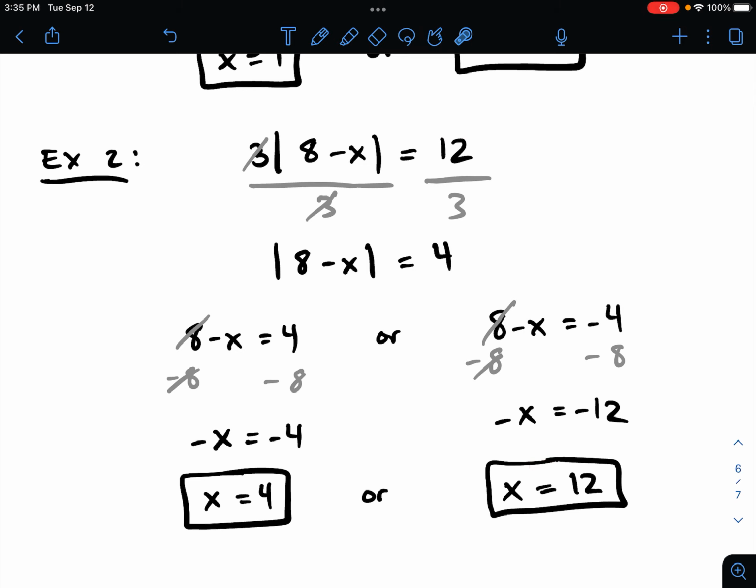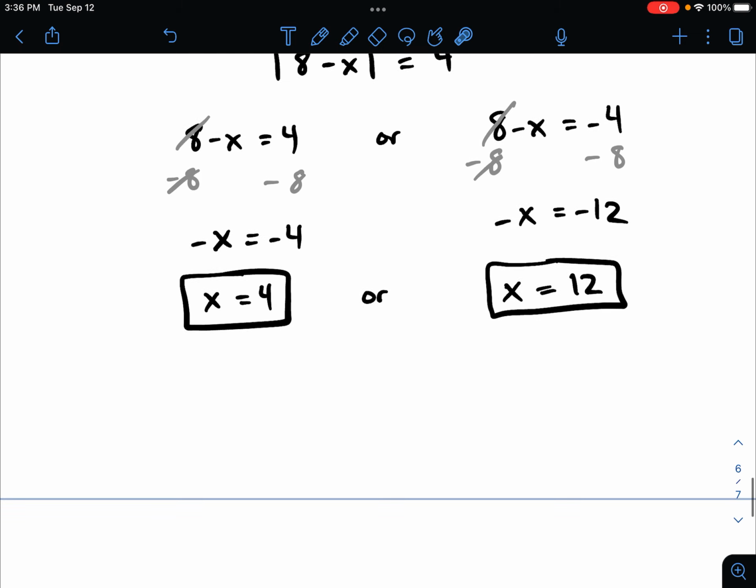Then let's check out the positive 12. 8 minus 12 is negative 4. Absolute value of negative 4 is positive 4. And again, 4 times 3 is positive 12. So we do get 2 possible solutions. All right, and then one last example. Not to be tricky here, but I'm going to make it a little tricky. Example 3: let's take the absolute value of 3x minus 11, and let's make that equal negative 10.